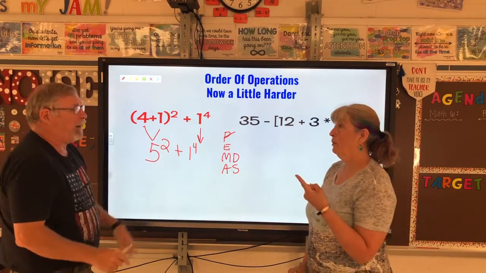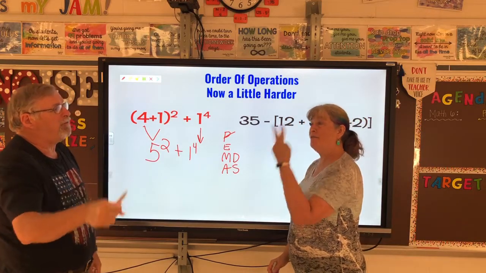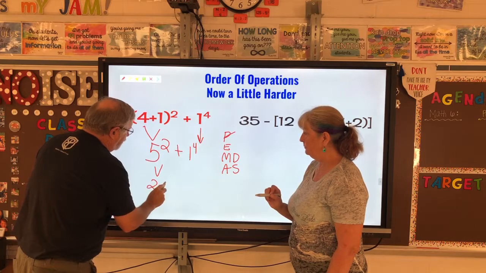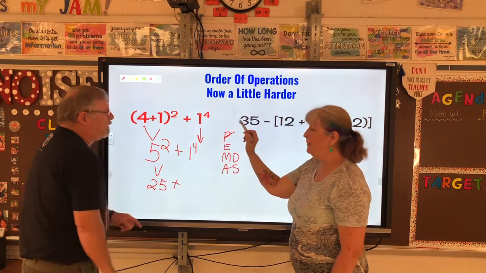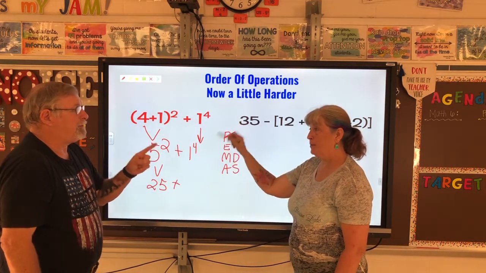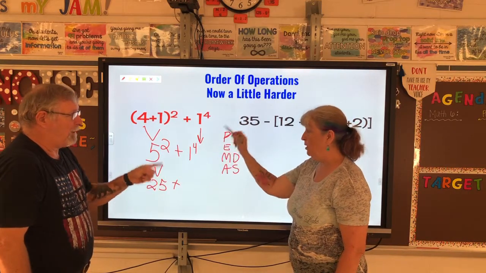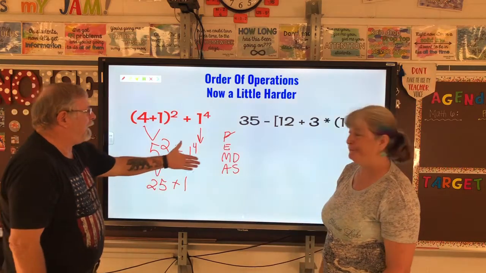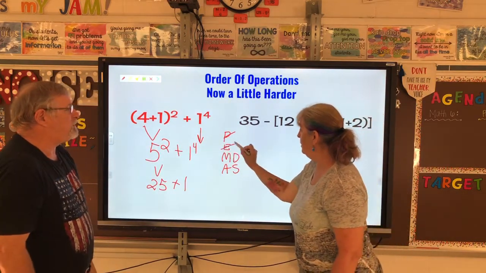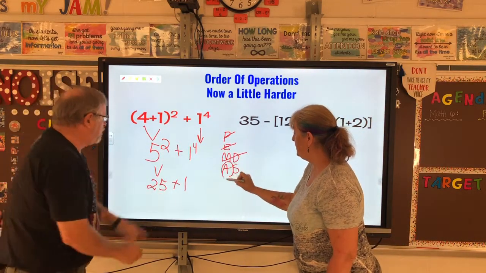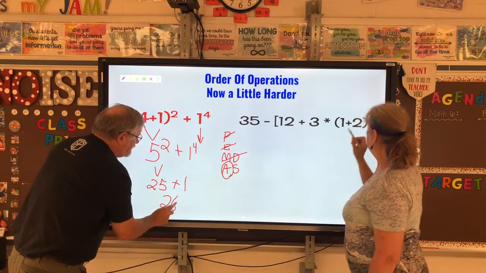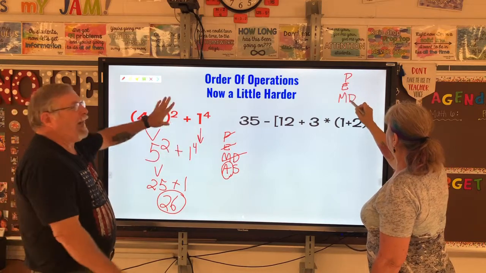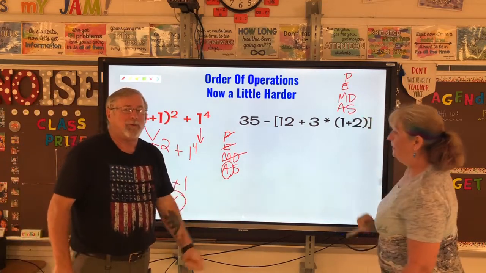So 5 squared, that's 5 times 5. That gives me 25. And 1 times 1 is 1. Times 1 is 1. Times 1 is 1. So that's just 1. And then in the end, I have no multiplication or division. So all I'm going to do is add, and I'm going to come up with 26, and I'm going to circle my answer. So now you notice I did this one because of the medium ones.